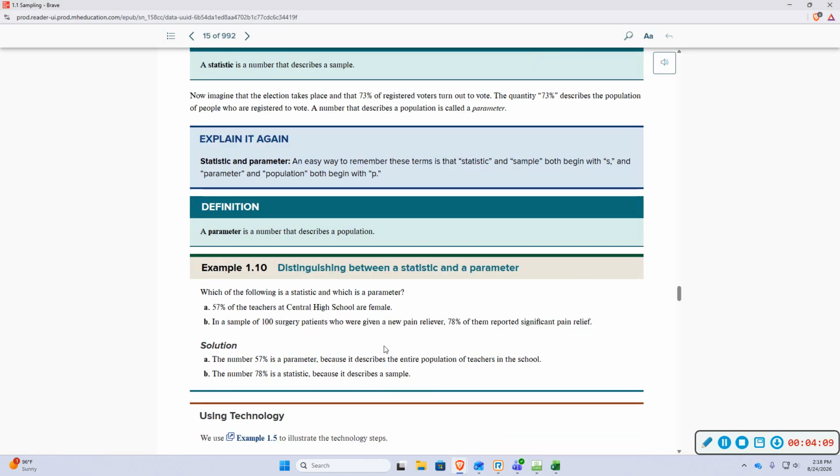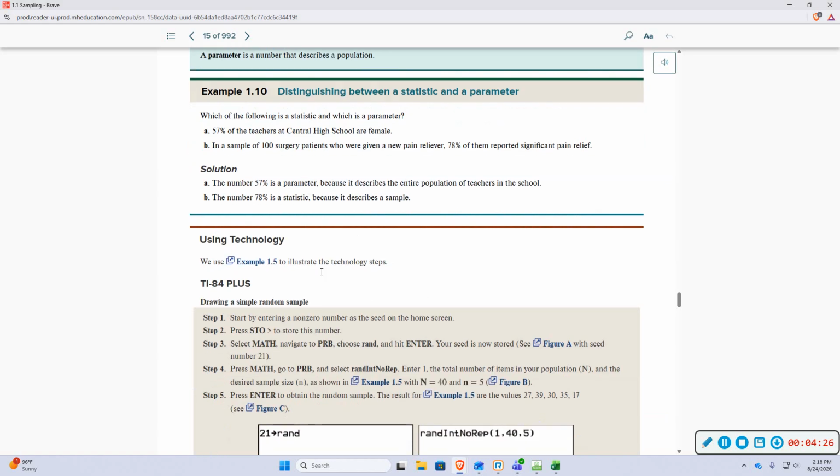Both of these look the same. They both do the same thing. It just depends on what you use to get it. Did you use a sample to get this number, or did you use the whole population to get this number? Sample S, statistic S, parameter P, population P. So those kind of go together.